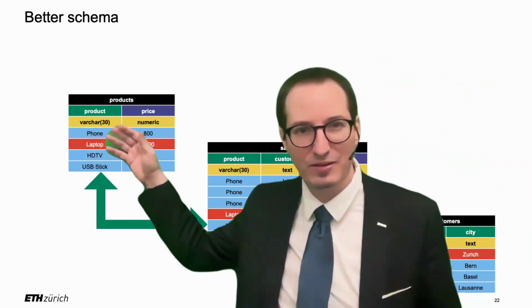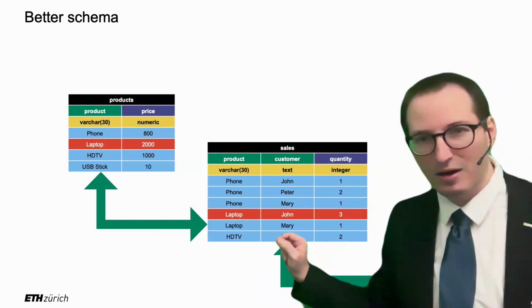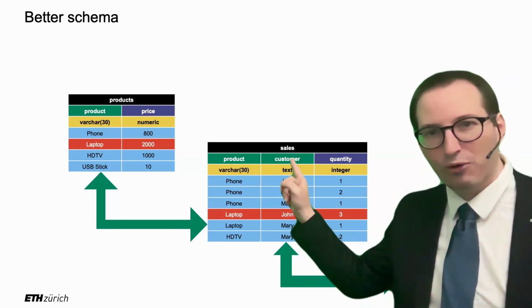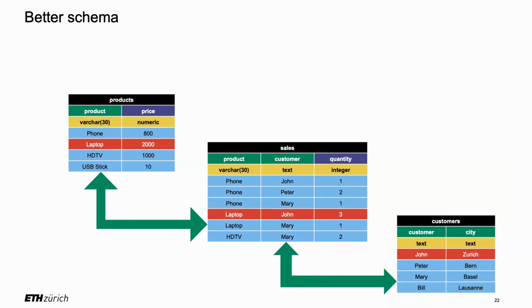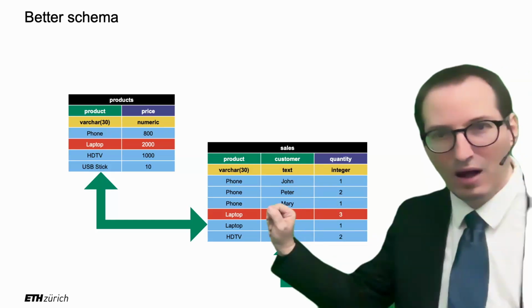So here I simplified using the first names, but of course you would have customer IDs in reality. So John, Peter, Mary, Bill. This is a foreign key pointing to that primary key. You remember foreign keys with the references in SQL. So this column is pointing to the customers here.